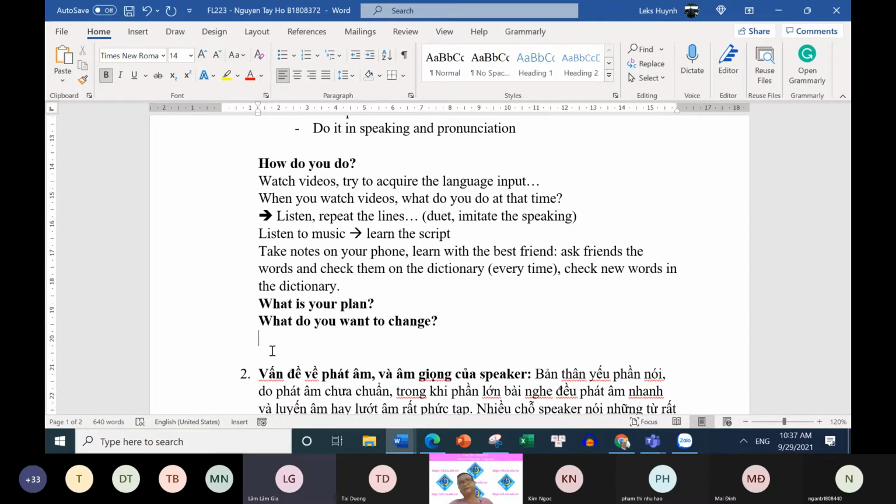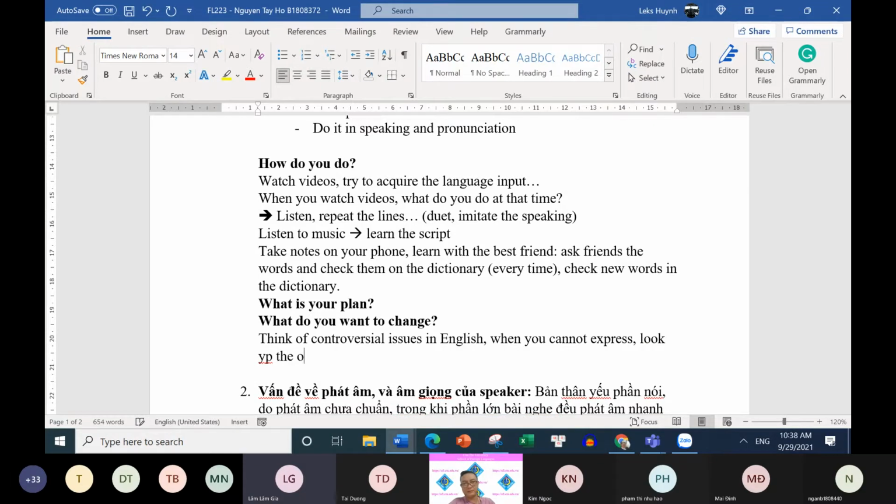I would like to share with my classmates my own way to learn new vocabulary. I usually think about some problems, some controversial issues in society or on Facebook, in English. And then when I think about some ideas but I cannot express them in English, I use the dictionary on my phone or on my laptop to look up the words. And that's it, the new words that I learned on that day.